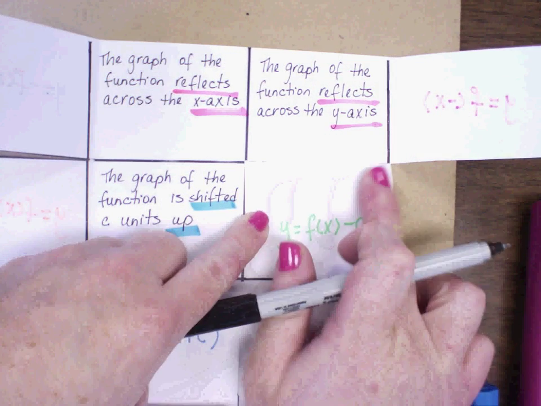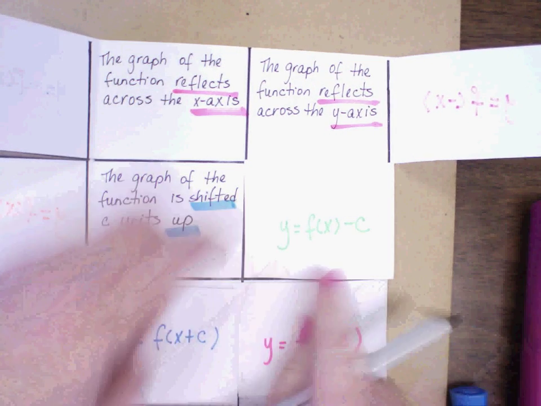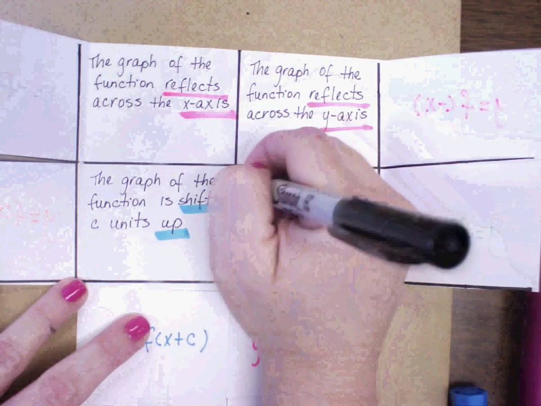But when it's subtraction, it doesn't move up, it moves where? Down. So the graph of the function is shifted C units down.